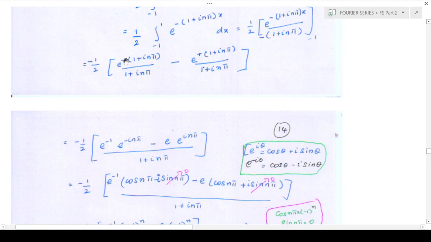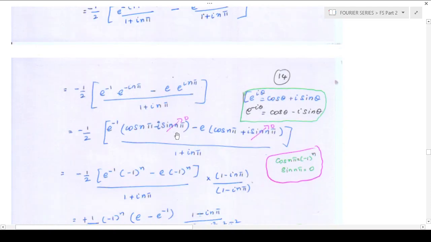Now again, e power minus 1 minus i n pi. Split this as e power minus 1 into e power minus i n pi. Here it will be e power 1 plus i n pi, so e into e power i n pi. You already know e power i theta is cos theta plus i sin theta. E power minus i theta is cos theta minus i sin theta. Instead of theta, you have n pi here. Your sin n pi is 0. Your cos n pi is minus 1 whole power n. You substitute in the places of cos n pi and sin n pi. You'll get the result like this.